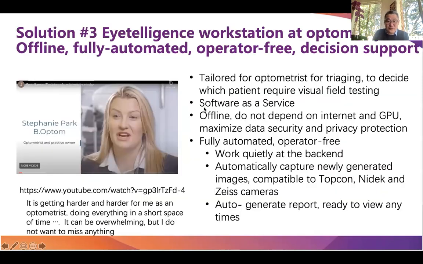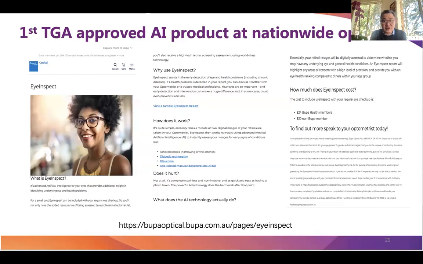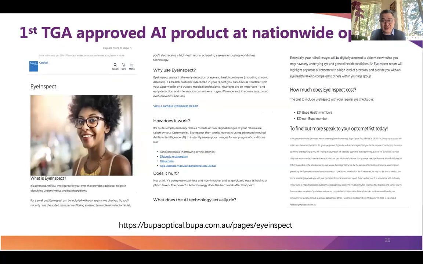So then we packaged this as a product, and we got TGA and CE marking approval as regulatory approved, and then we deployed this in the optometry setting. You can see in the optometry setting, the clinicians, optometrists are very busy, but they don't want to make one single mistake in their clinical practice. So AI becomes a tool to standardize their care, the medical service. This is the first TGA approved product, and then Bupa Optical utilized the system to create an AI machine or robot eye diseases screening program.